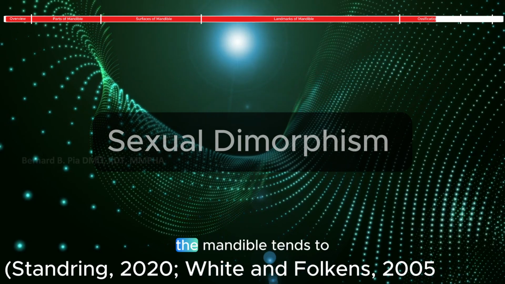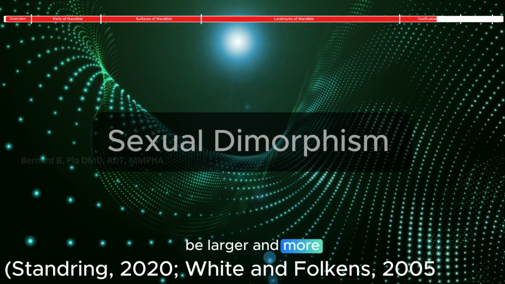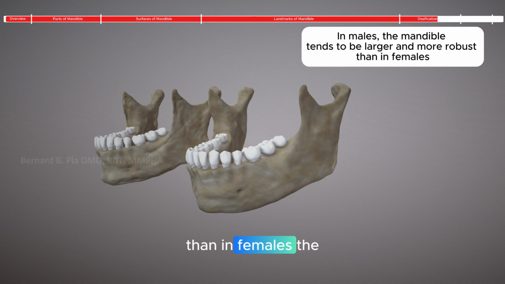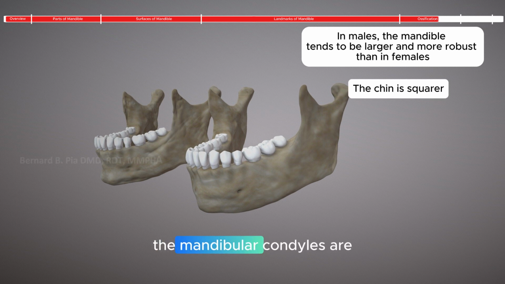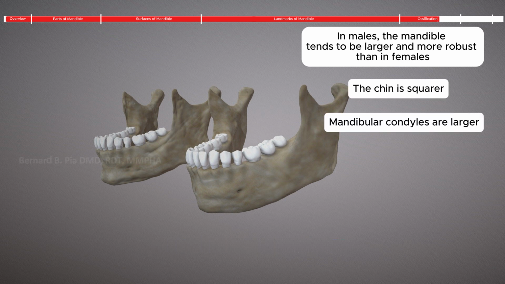The mandible also displays sexual dimorphism. In males, the mandible tends to be larger and more robust than in females. The chin is squarer, the mandibular condyles are larger, and the sites of muscle attachment tend to be more pronounced than in females.